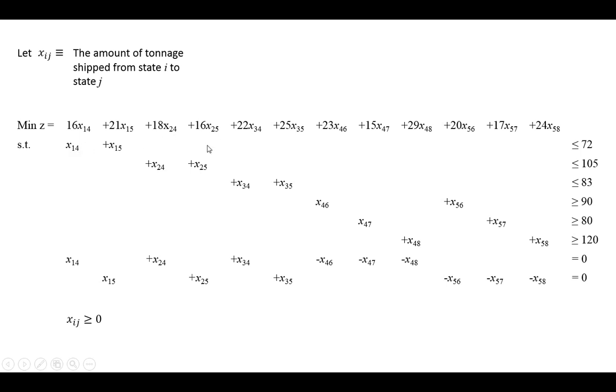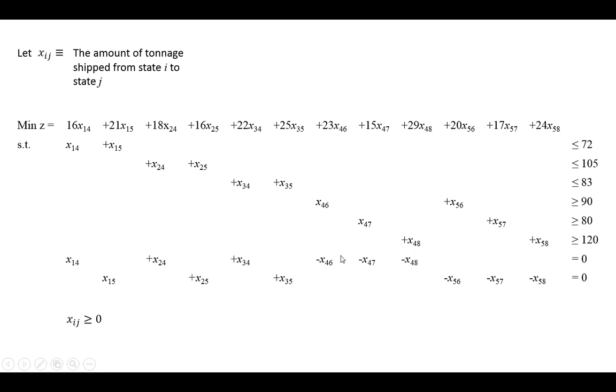Each one of these rows then corresponds to a constraint. Here we have a supply constraint for node 1. Here's a supply constraint for node 2 and a supply constraint for node 3. Then we have the 3 demand constraints. This is a demand constraint for node 6, a demand constraint for node 7, and a demand constraint for node 8.